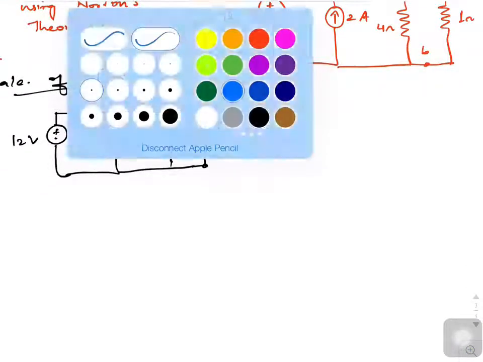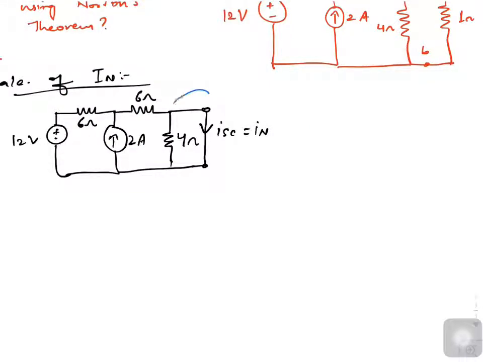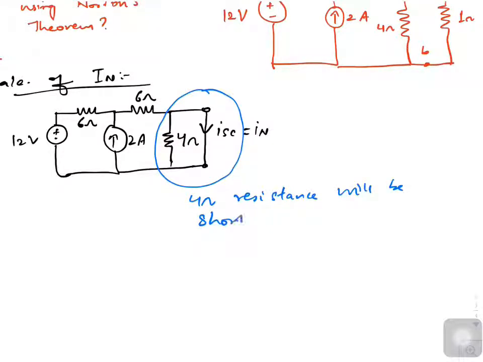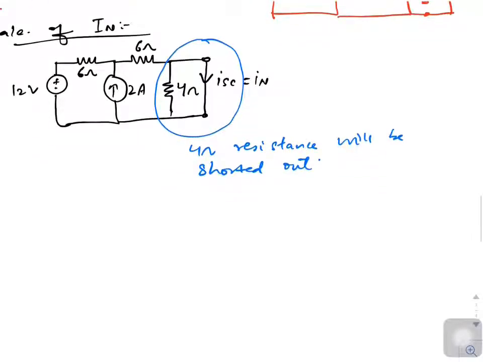What happened now, due to the short circuit, the 4 ohm resistance will be shorted out because it is in parallel to the short circuit wire, so the equivalent resistance becomes 0. So my diagram is a bit simple now.